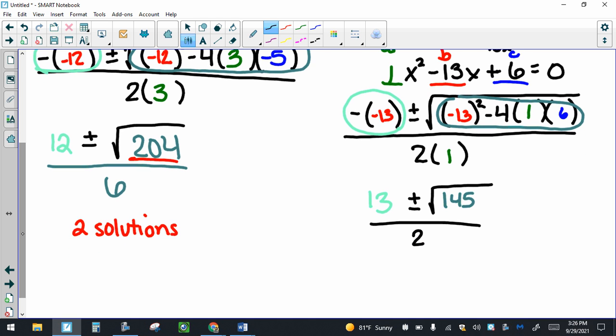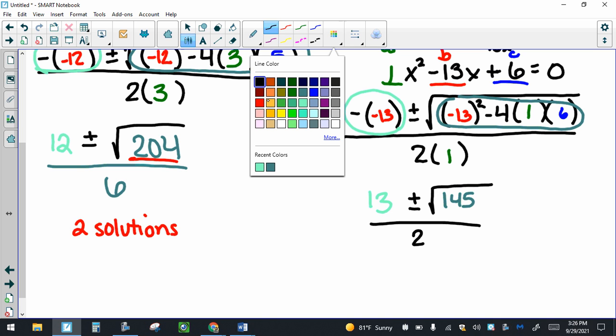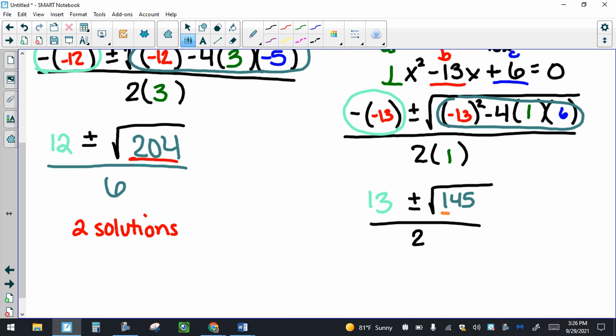Now I'm going to look at that, and specifically, I'm going to look at my discriminant again, this number that turned up under the square root. If it's positive, you have 2 solutions. Negative, no solutions. 0, 1 solution. This guy has 2 solutions.